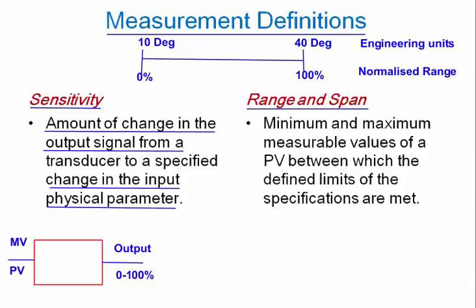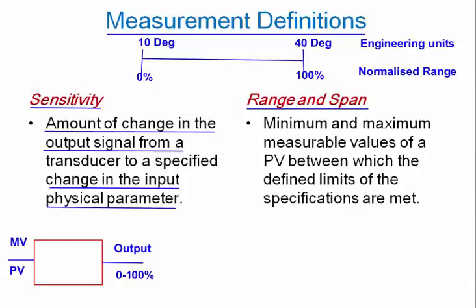The sensitivity is the degree of change of the input which causes a change in the output. And so looking at the range and span, we can clearly adjust the sensitivity by choosing the range and the span according to the measurement that we want to make.